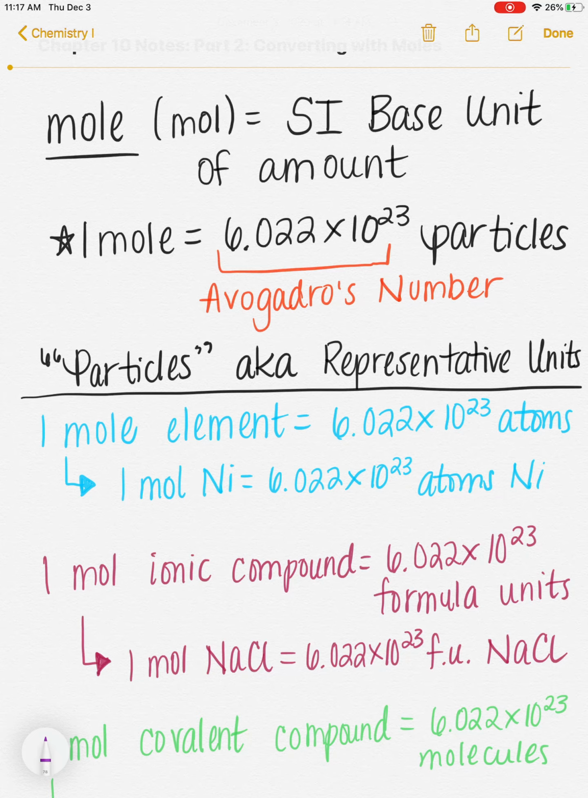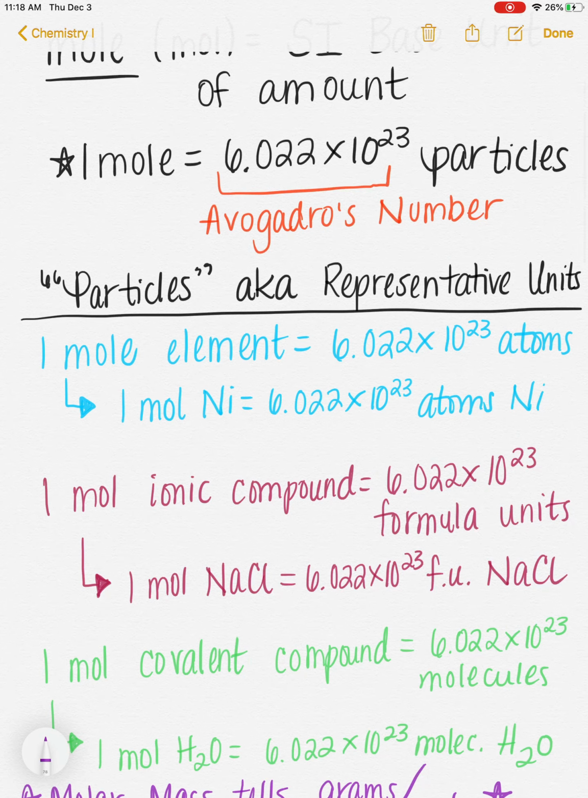The term mole in itself means 1 mole of anything contains 6.022 times 10 to the 23rd particles. 6.022 times 10 to the 23rd might seem like a very random number, but it's actually incredibly useful. That is known as Avogadro's number. It was calculated by a man named Amedeo Avogadro. So just like a dozen means 12, a mole means 6.022 times 10 to the 23rd particles.